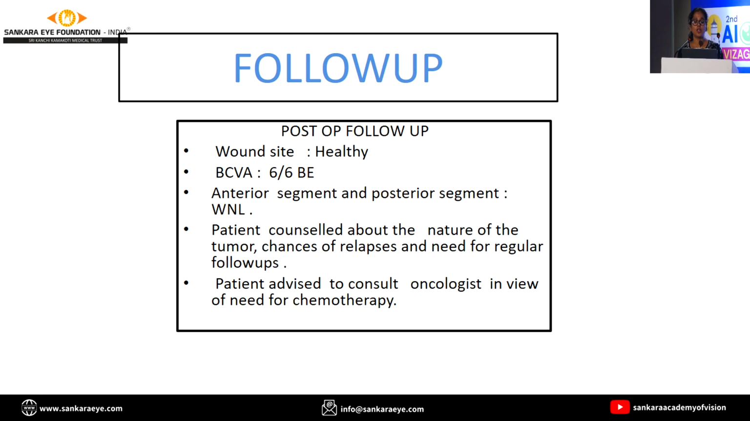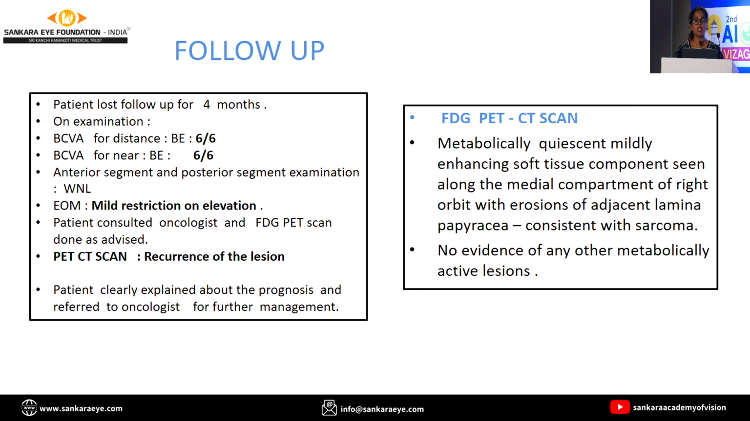On first follow-up, the wound site was healthy and the anterior and posterior segments were within normal limits. The patient was counseled about the nature of the tumor, chances of relapses, and need for regular follow-ups. The patient was advised to consult the oncologist in view of need for chemotherapy, but the patient lost follow-up for 4 months. He didn't consult the oncologist for 4 months.